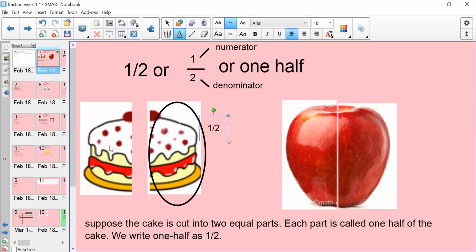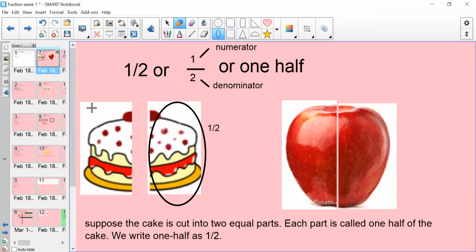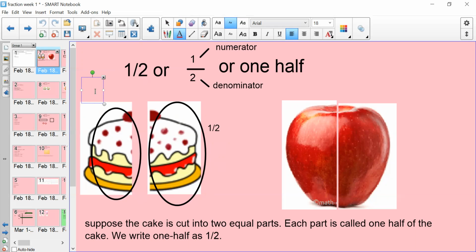Okay, so these two parts were a whole, but we cut them into two. And then one of those parts is 1/2. And then also this side is also 1/2. So both sides of the cake have been cut into a half. 1 out of 2 pieces.